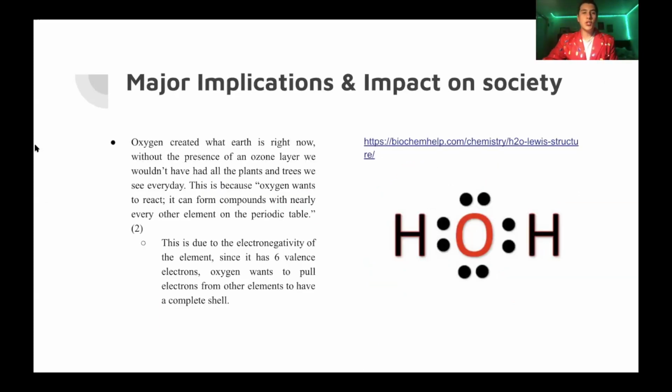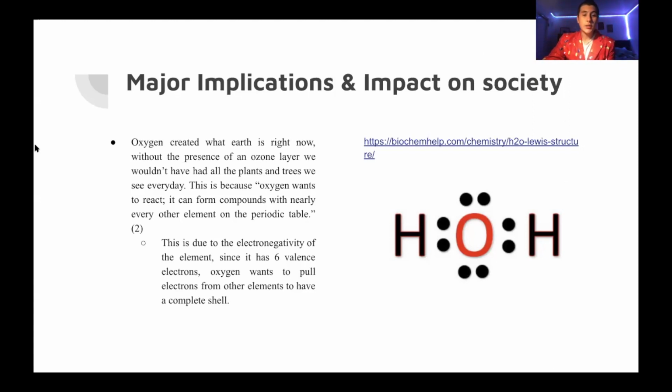Some of the major implications and big impacts on society are that since oxygen created what Earth is right now, without it we wouldn't have the presence of an ozone layer, and we wouldn't have all the plants and trees we see every day, essentially. This is because oxygen wants to react with almost every element on the periodic table.